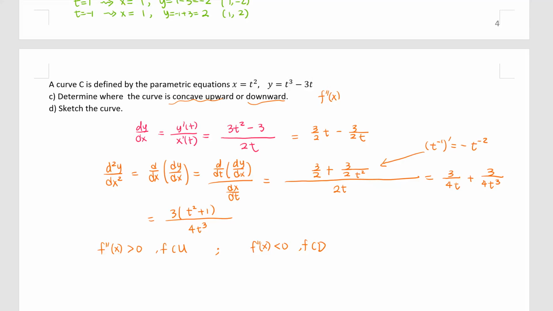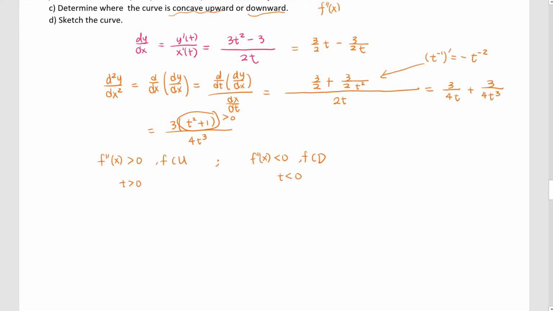So that's why here, t squared plus 1 is always positive, so the only thing that makes it positive or negative is the denominator. You can see when t is positive, our second derivative is positive, so the function is concave up. And when t is negative, the second derivative is negative, so the function is concave down. With that information, let's sketch the curve.